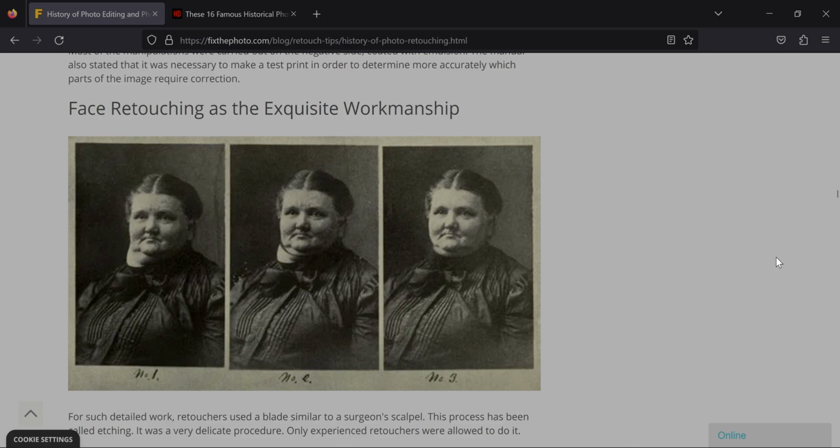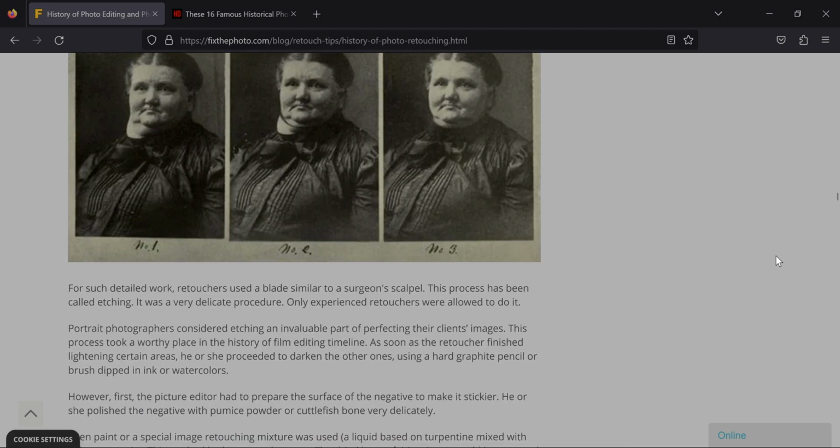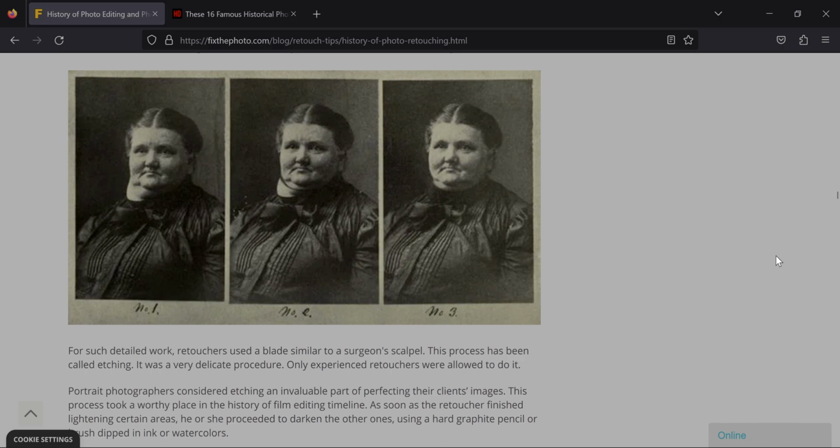And now we'll move on to face retouching. It says, for such detailed work, retouchers used a blade similar to a surgeon's scalpel. This process has been called etching. It was a very delicate procedure. Only experienced retouchers were allowed to do it. Portrait photographers considered etching an invaluable part of perfecting their clients' images. This process took a worthy place in the history of film editing timeline.